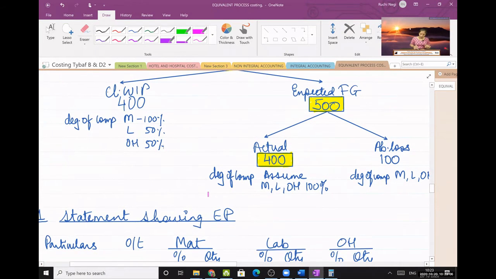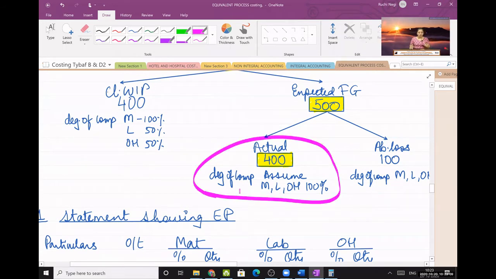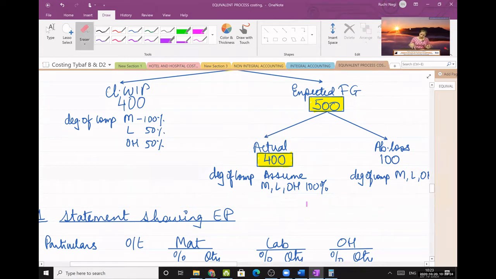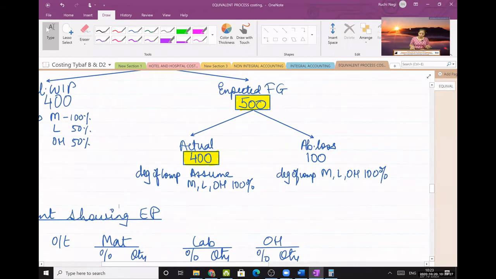The degree of completion for actual finished goods is always 100, 100, 100. That's the assumption. They will never give you the degree of completion for actual output. Obviously, because जब आपने 100% labor, 100% overheads, 100% material is engaged, then only there is a final product. That's the logic. The degree of completion of abnormal loss will also be given in the question. In case it is not given, in absence of information, you have to assume it 100, 100, 100, material, labor, overheads 100% each. Is the diagrammatic presentation clear to everyone?